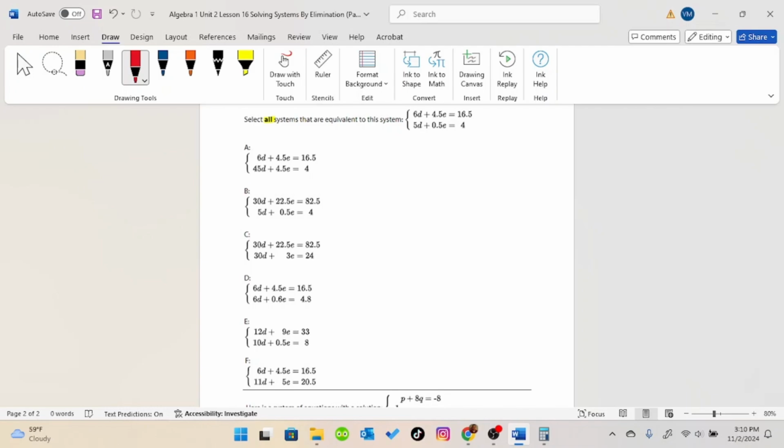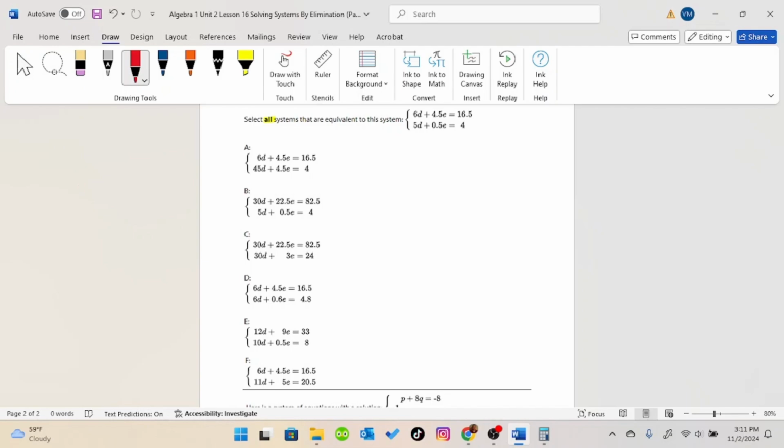So as we look at A, on the top one we have 6D, which doesn't change, plus 4.5E, which didn't change, equals 16.5. So the top equation is the same. Now we look at the bottom equation. We went from 5D to 45D, so they multiplied by 9. We went from 0.5E to 4.5E, so again, they multiplied by 9.